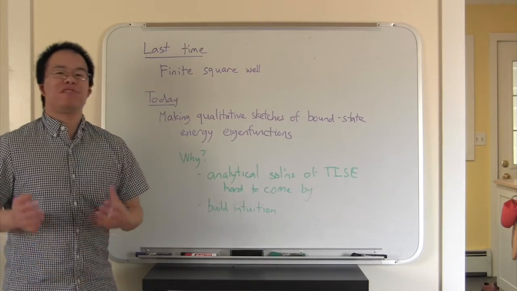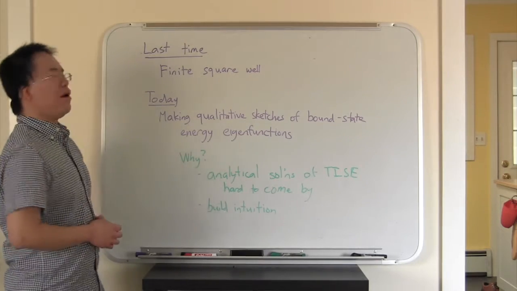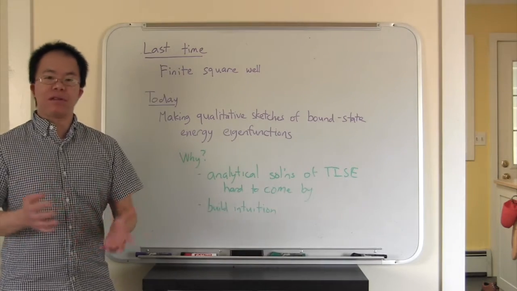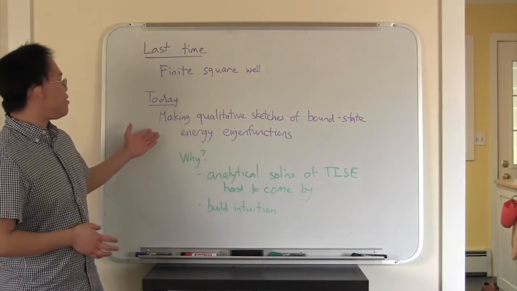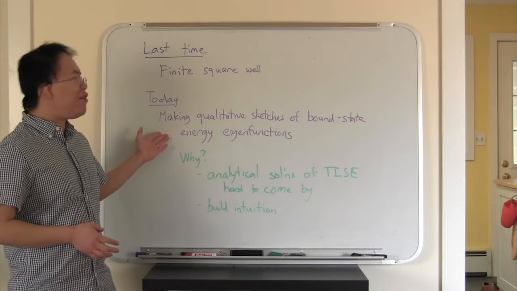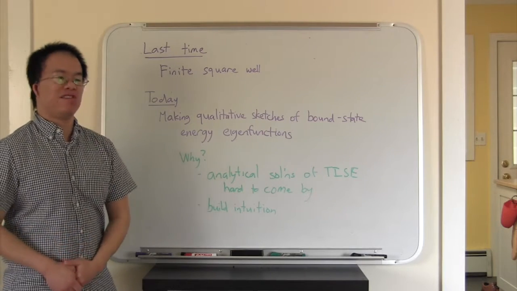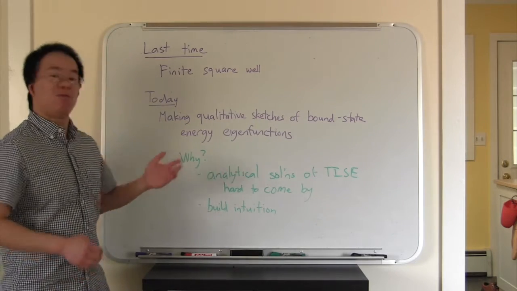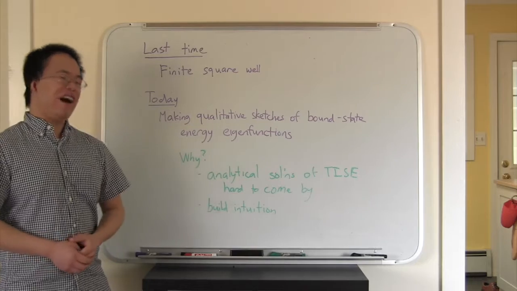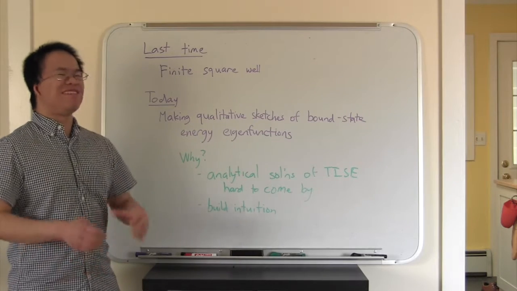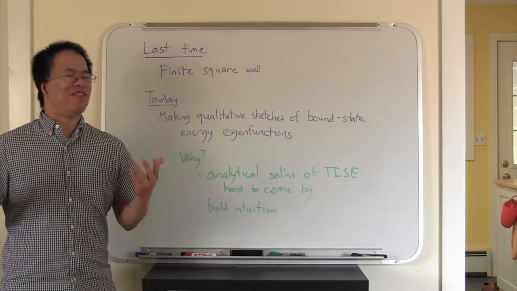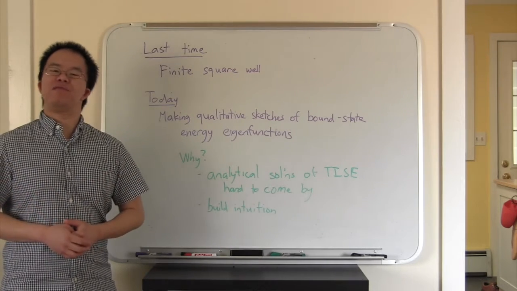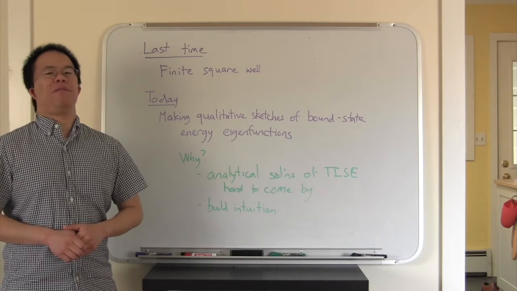So last time we talked about the finite square well potential energy. Today we're going to build on what we learned about that and learn about making qualitative sketches of bound state energy eigenfunctions. Now why do we want to do this? If you watch the bonus video for the last class, you'll realize that even in the relatively simple case of a finite square well, nice solutions of the time-independent Schrödinger equation are hard to come by.